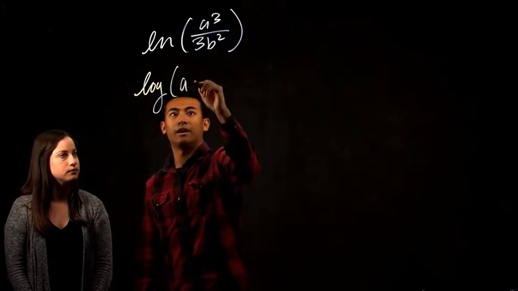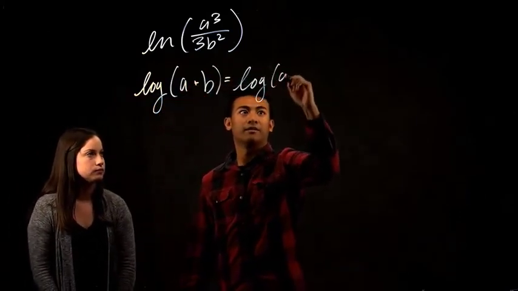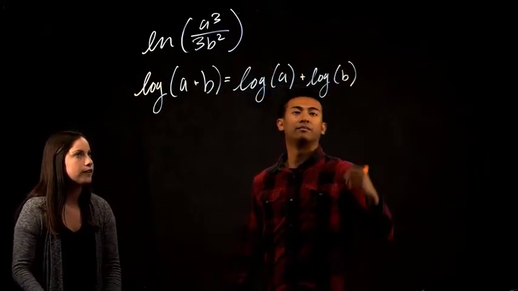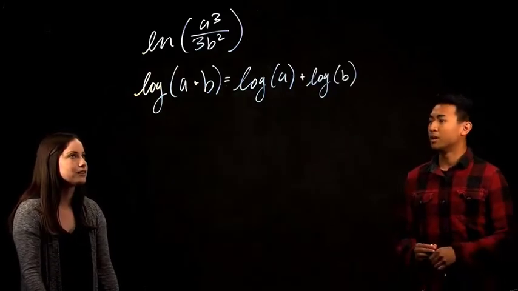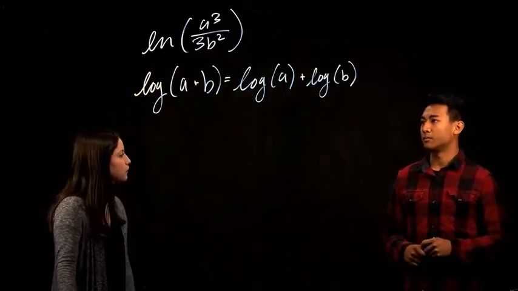So if we have the log of a plus b, it simplifies to log of a plus log of b. All right, let's test this out to make sure it's right. I know that the log of 1 is just 0, so why don't we plug in 1 for a and b? Okay, let's try that.